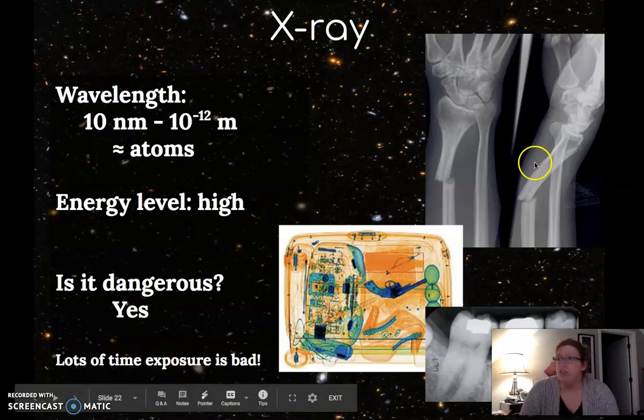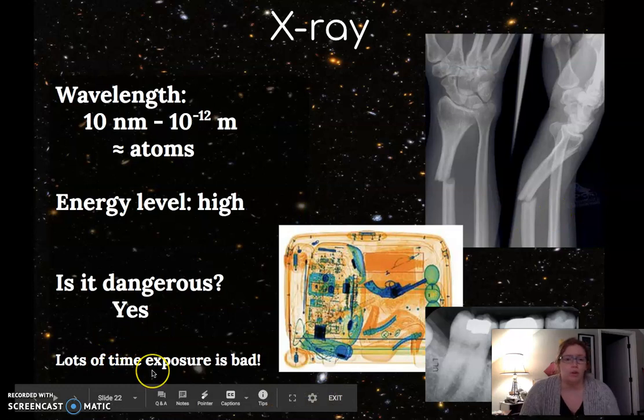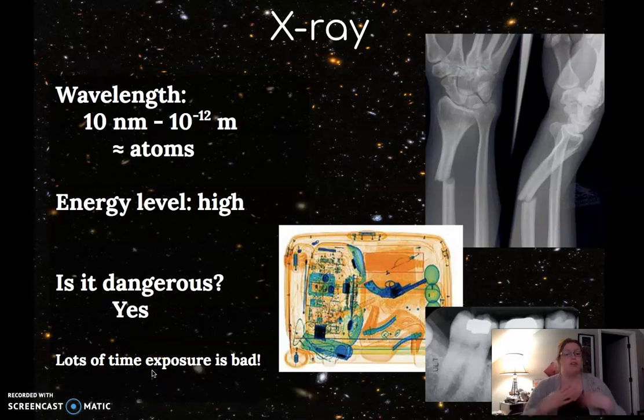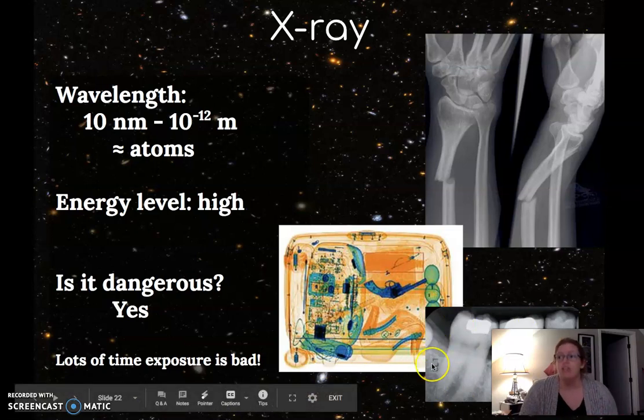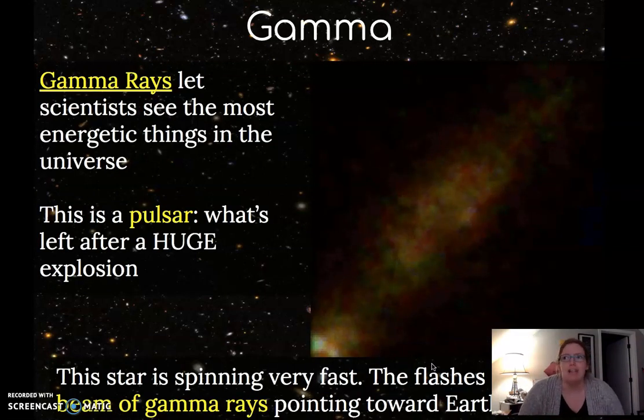That's why when you go to the doctor to get an X-ray to show broken bones, like this person has two broken bones, they put lead on the part of you that they're not looking at, because they want to prevent the parts of your body that don't need to be exposed to X-rays from getting them. And you only get X-rays every so often. Like when you go to the dentist, they only give you an X-ray every so often so that you don't get a lot of exposure. If you get only a little exposure, not so bad. Lots, really bad.